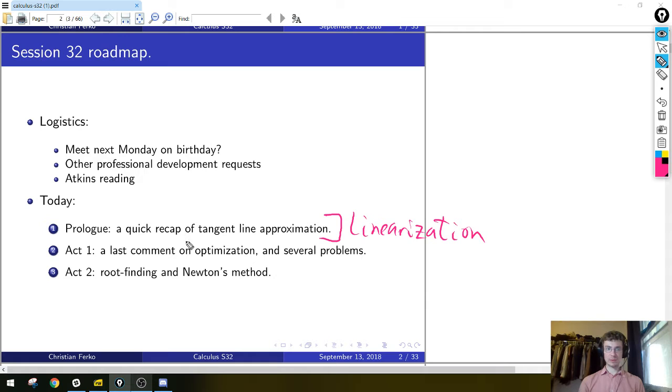I want to recap that first. Then I want to talk a bit more about optimization. I think we've proved most of what we need about local maxes and mins, and then we can start doing a few problems after that. The next couple sessions I just want to do kind of an orgy of optimization problems because I think these are really nice and crunchy and give you a good intuition.